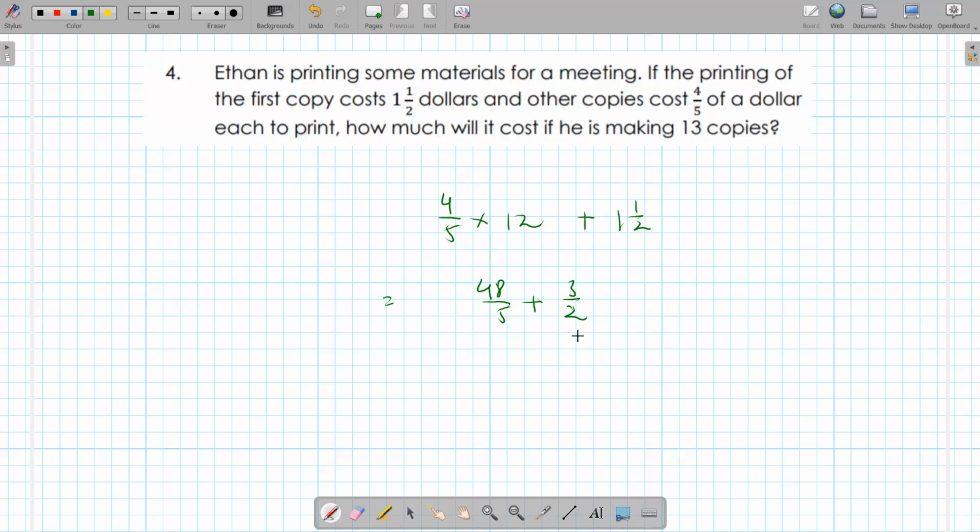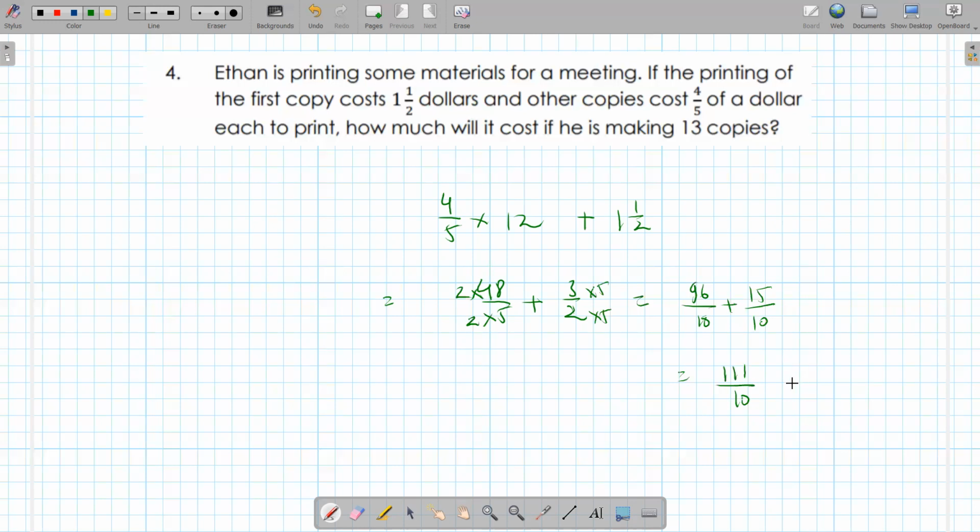So what's the common denominator between 2 and 5? Yeah, 10. So multiply this by what? By 2. And this one by 5, right? So we get 96/10 plus 15/10. That is 111/10. How do I write that as a mixed fraction? 10 goes into 111 11 times.